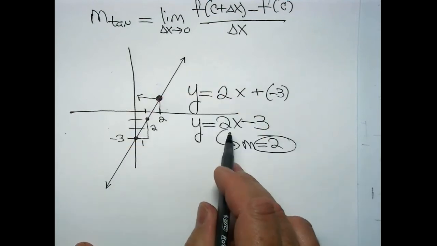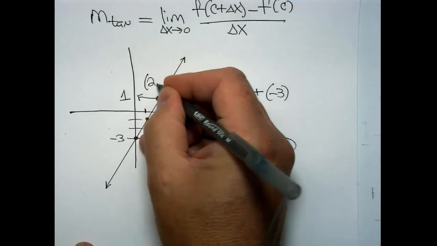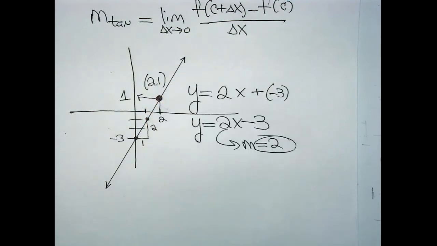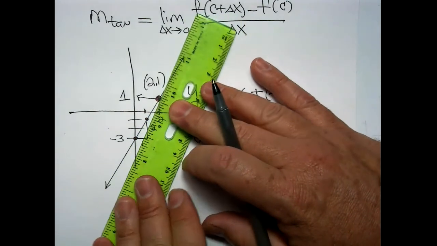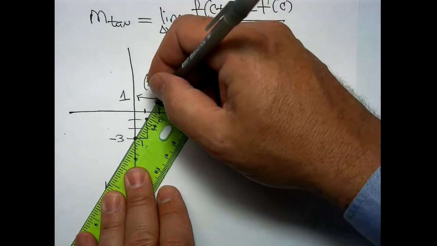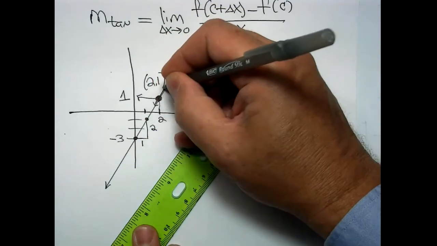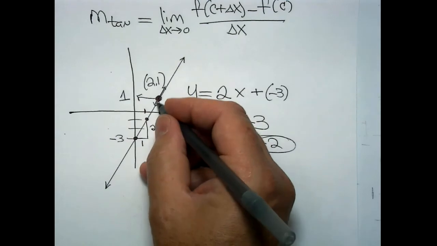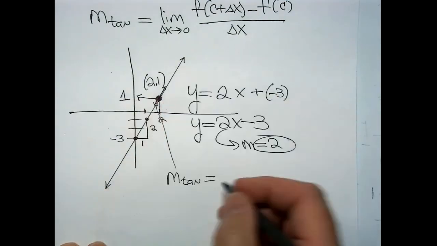First of all, 2 times 2 is 4, minus 3 is 1. So the coordinate of this point is (2, 1). And let's draw a tangent line. Well, it seems like a pretty silly idea. How do you get a tangent line that balances up perfectly? Well, the tangent line is just the line itself. So if you pull this down, the slope of the tangent line is really the slope of the original line.